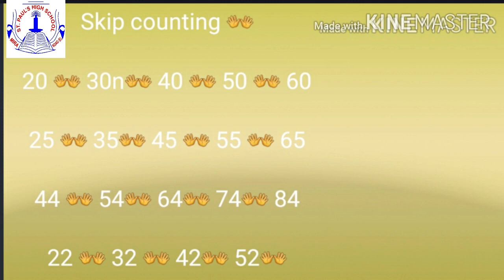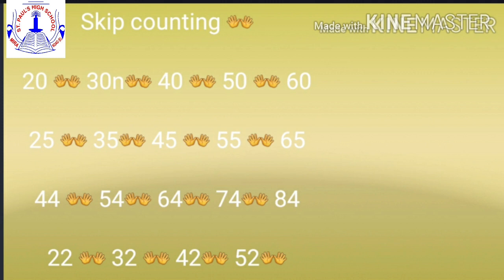For which number is given now? 20. So after 20 which number you will write, children? In skip counting 10, 30. How? Because 0 you will write in the ones place as it is, and after 2, 3 comes, so you write 3 in the tens place, and your answer becomes 30. Then after 30 again you will write 0 as it is in ones place, and after 3 which number will come? 4. So you will write 4 in the tens place, and your number will become 40. 40 you will write as answer.